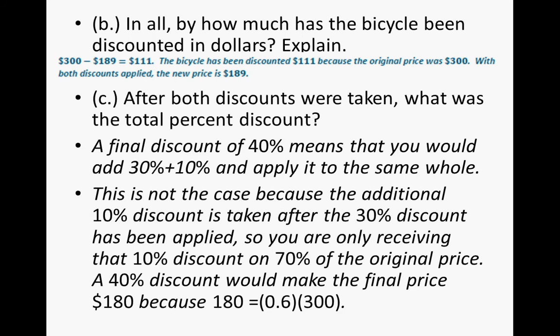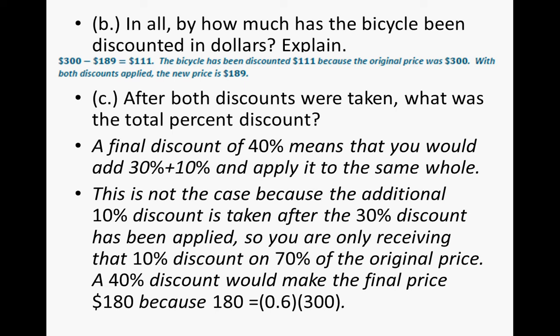But this is not the case because the additional 10% discount is taken after the 30% discount has been applied. So what you're doing after that 30% discount is you have a new whole number, and that changes everything. So you are only receiving that 10% discount on 70% of the original price. A 40% discount would make the final price $180 because 180 is equal to 6/10 times 300.